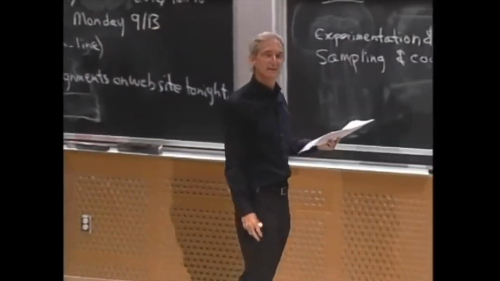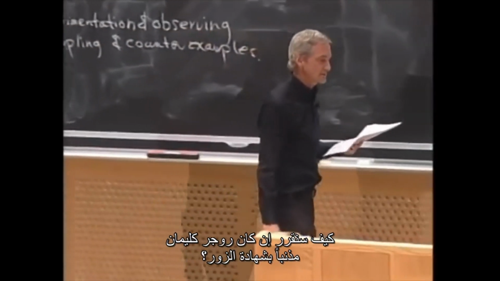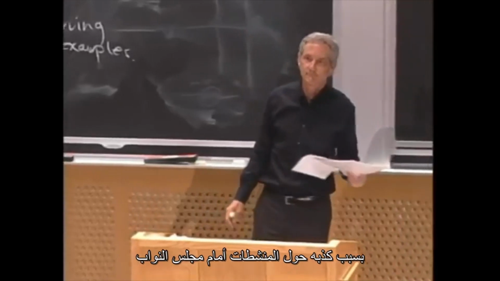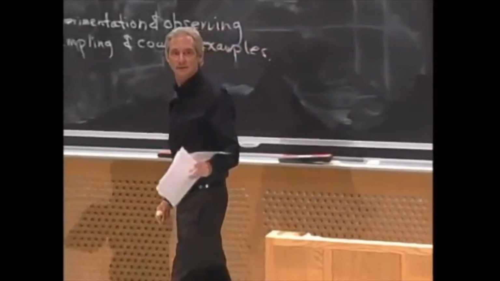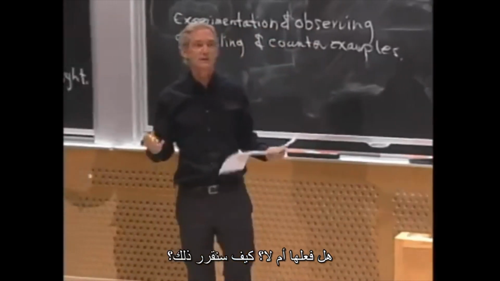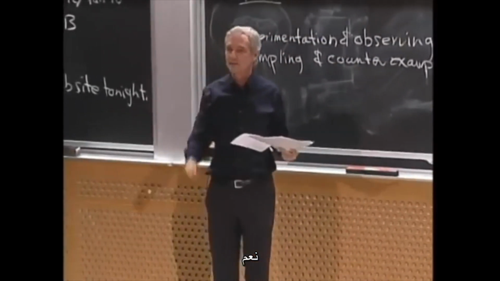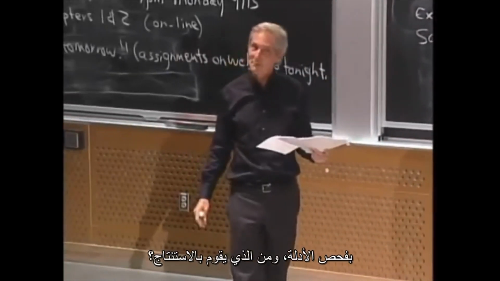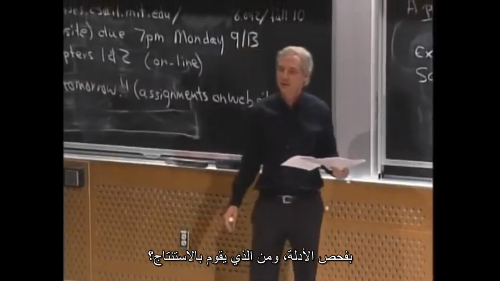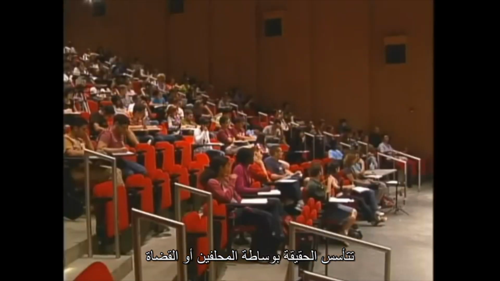How are we going to decide if Roger Clemens is guilty of perjury for lying about steroids to Congress? He did it or he didn't. How are we going to decide that? What's the truth behind it? How is that truth going to be ascertained? Examining evidence, and who makes the conclusion there? The jury. Truth is established by juries or judges.